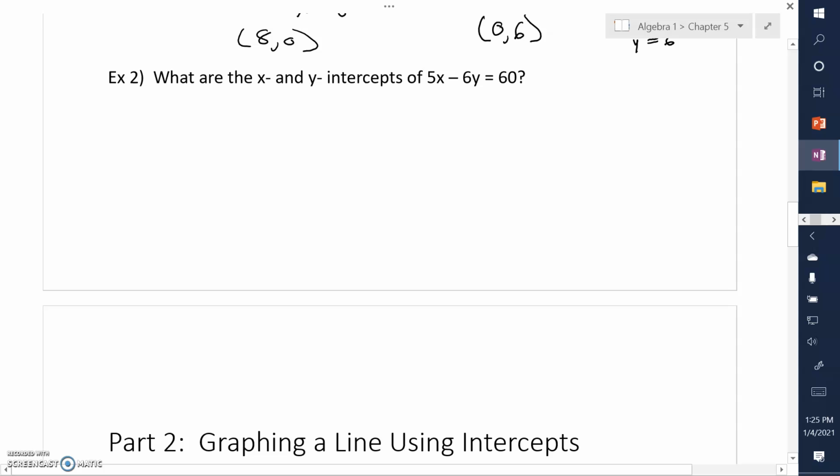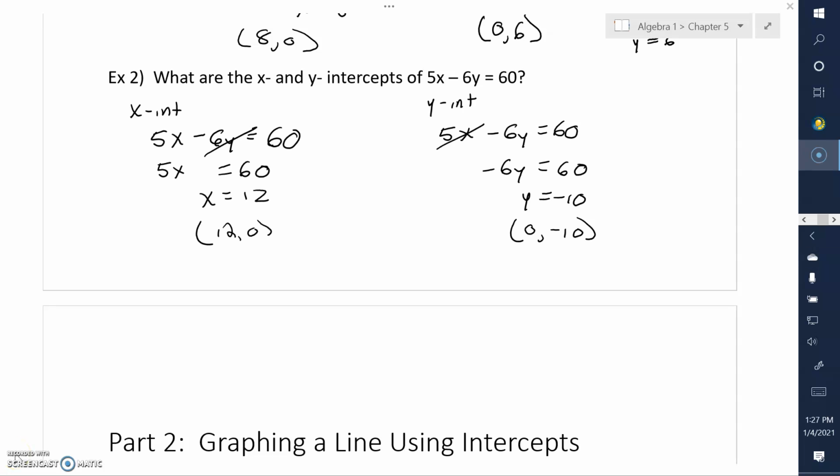So what I would like you to do is pause the video right here, try to find the x and y intercepts on your own, and then start the video again and see if you did it right. Let's see, did you get it right? For the x-intercept, you plug in a 0 for y. So just remember y equals 0 when doing the x-intercept. That causes the 6y just to drop out. So I just crossed it out, and I got x equals 12, or the point (12, 0). Y-intercept, x equals 0 for that one. So then 5x drops out, and I got y equals -10, or the point (0, -10).